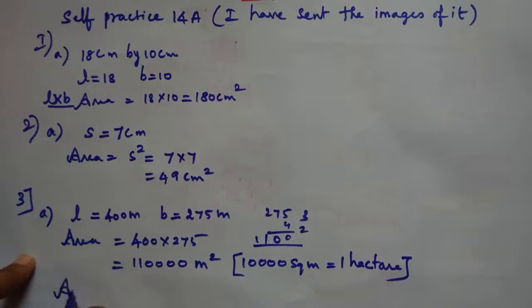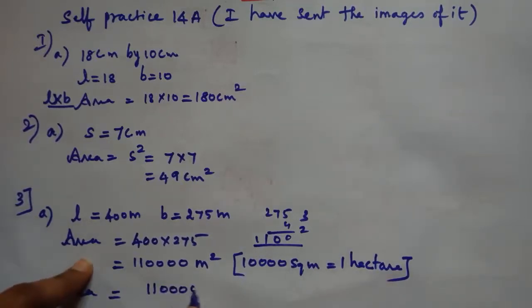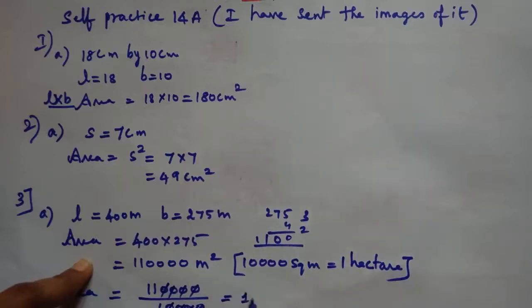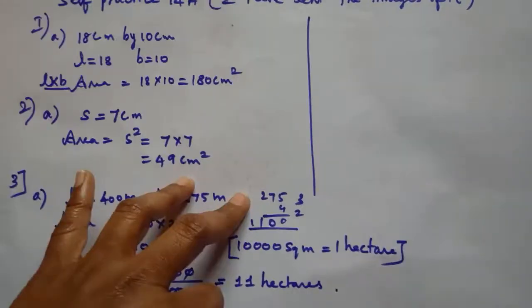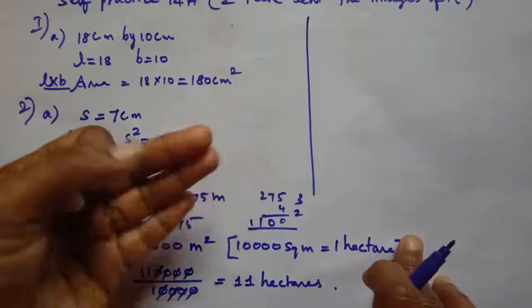So area is equal to 1,10,000 divided by 10,000. So that is equal to 11 hectare. 11 hectares. Is it clear students? Good. Then B subdivision is homework.